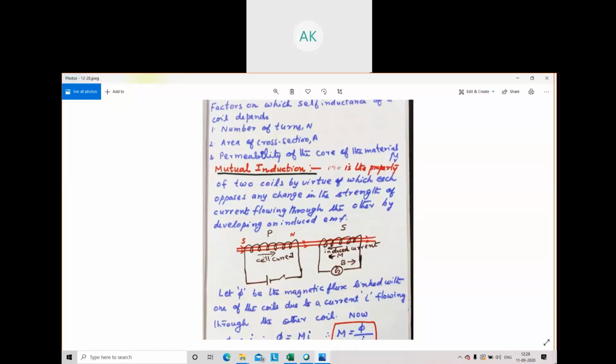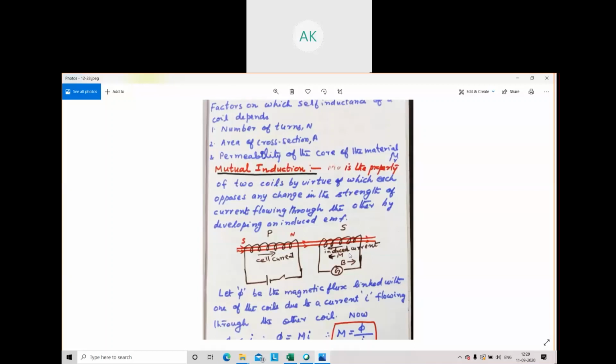So whenever there is a change in magnetic flux linked with the first coil, due to the change in current, that flux will be linked with the secondary coil also, and an EMF will be induced to oppose the cell current. To oppose the cell current, an EMF will be induced.